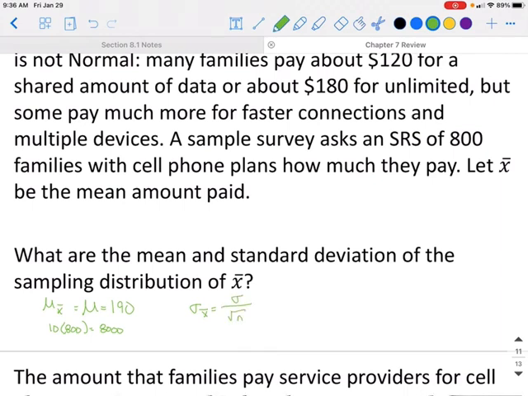The standard deviation formula is just the standard deviation of our population divided by the square root of our sample size. And if we do this calculation, we're going to get a standard deviation for the sample of 1.237.